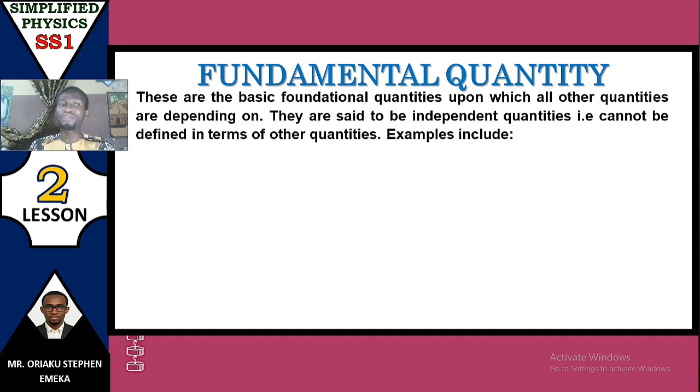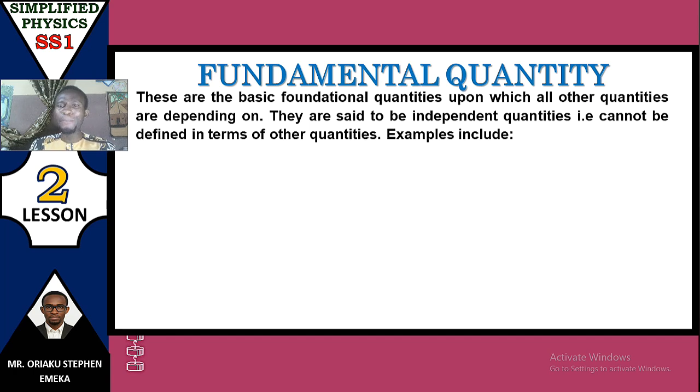Just like the foundation of a building, physics depends on these fundamental quantities. Without these fundamental quantities, the structure of physics will collapse. They are also called independent quantities. Why? Because they do not depend on anybody, while every other quantity depends on them.